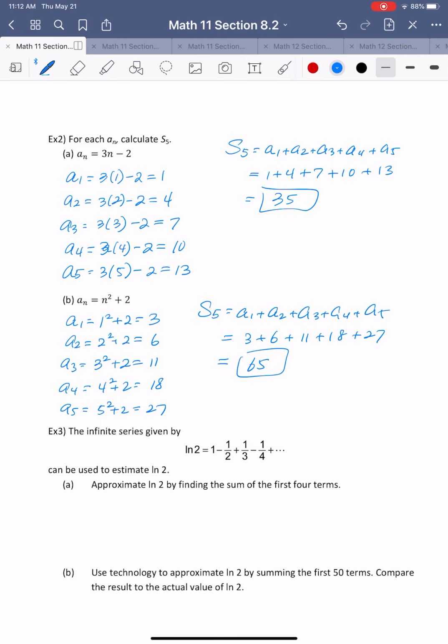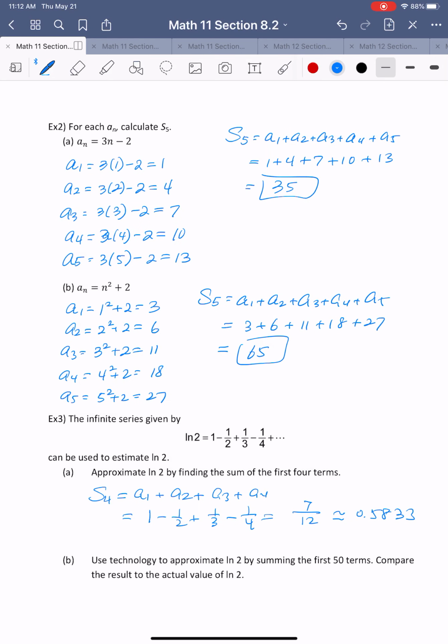Okay, example 3. The infinite series given by ln 2 equals 1 minus 1/2 plus 1/3 minus 1/4, and so on, can be used as an estimate of ln 2. Approximate ln 2 by finding the sum of the first four terms. So the first four terms means you use a sub 1 plus a sub 2, a sub 3, a sub 4, which is 1 minus 1/2 plus 1/3 minus 1/4. So it's 7 over 12, approximately 0.5833. Now, use technology to approximate ln 2 by summing the first 50 terms.